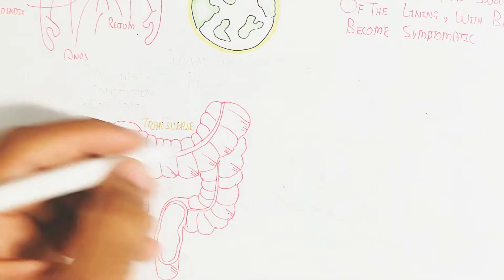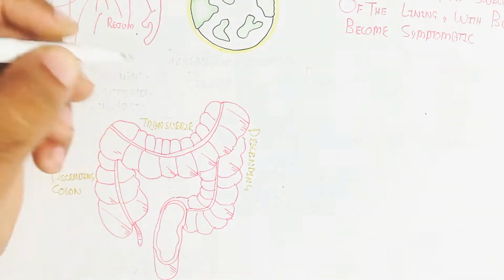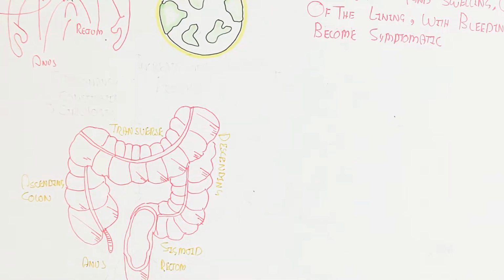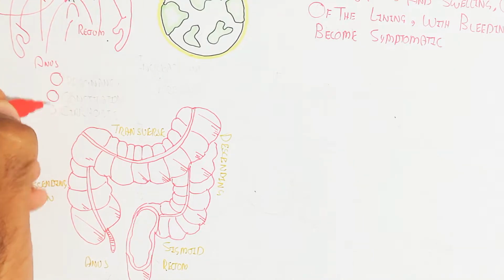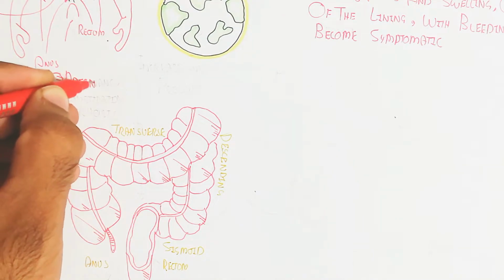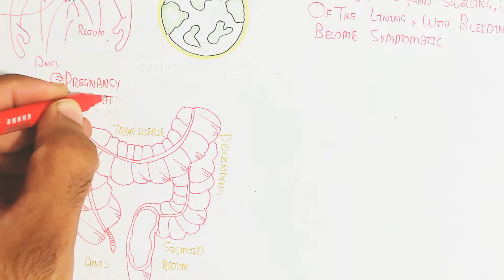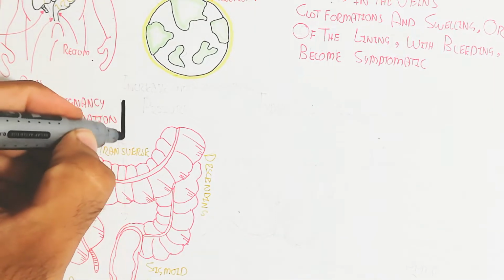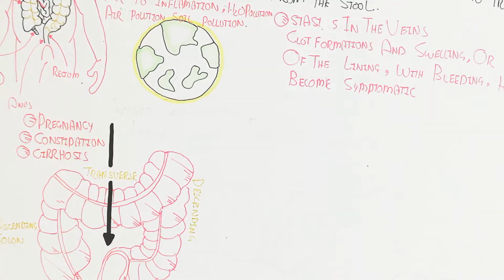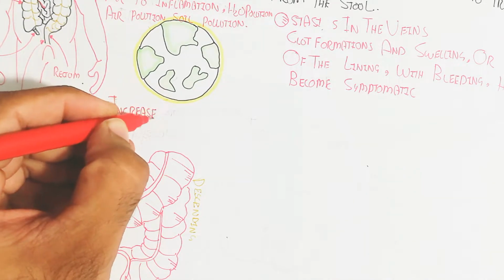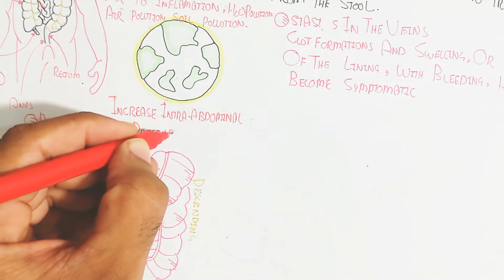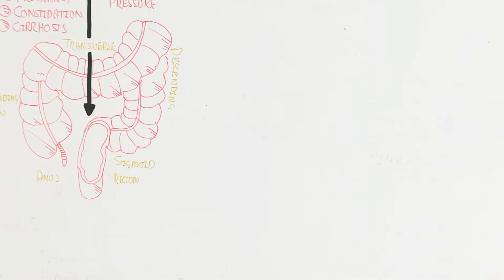So this is the large intestine I am drawing here, which contains the ascending, transverse, descending, and sigmoid colon, rectum and anus. And this is the appendix. Here you can see the causes of piles: pregnancy, constipation, and cirrhosis, which give pressure and increase intra-abdominal pressure, leading to piles. That is the indication about the causes.